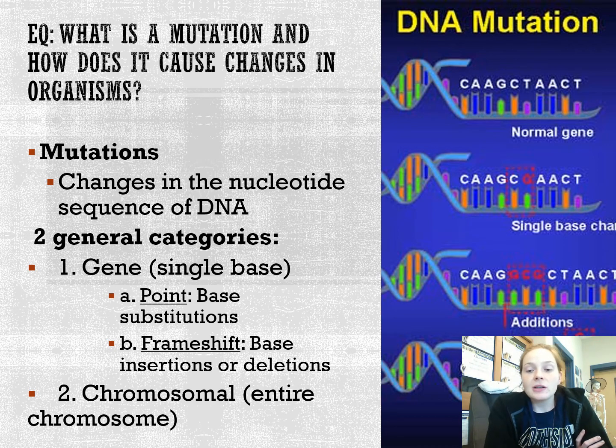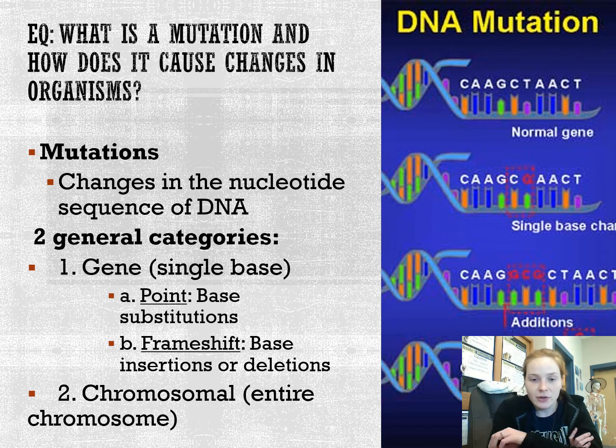And then we can divide gene mutations even further into point and frameshift. Point is base substitution, so a base is exchanged. It's supposed to be an A, but now it's a G. Frameshift mutations are if we're deleting or adding a nucleotide. And those can be really bad too, because if you delete or add a nucleotide, you're changing every single codon after that.